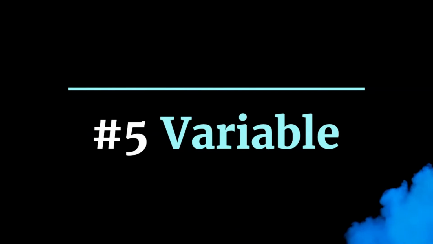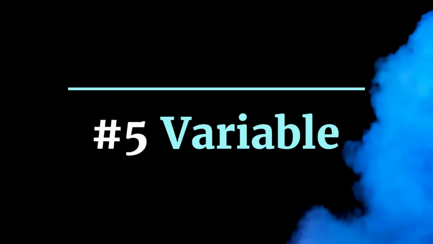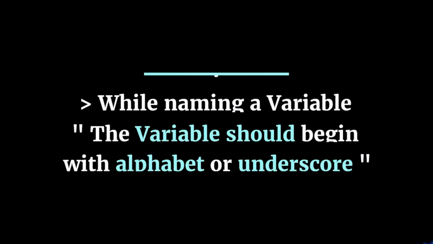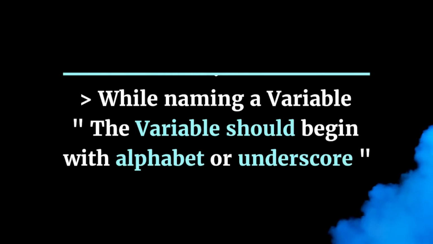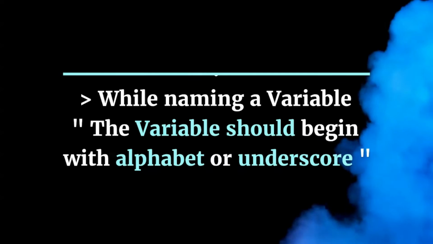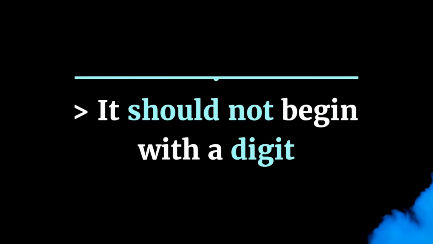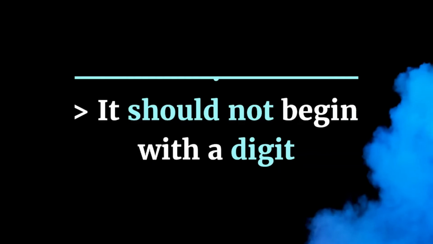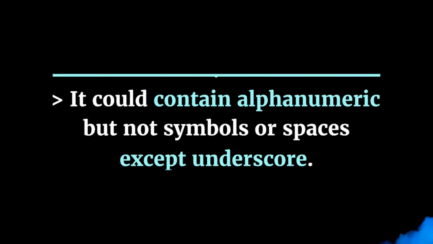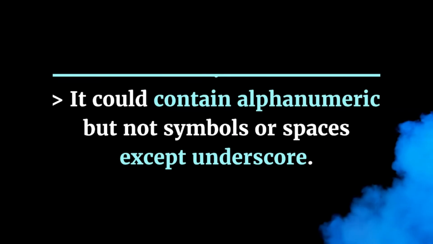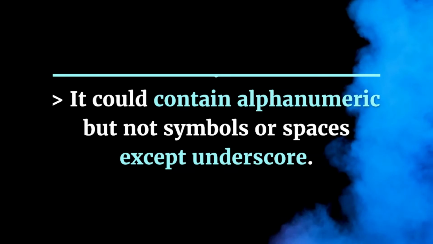Moving on to number 5, that is variable. While naming a variable, the variable should begin with an alphabet or underscore. Also, it should not begin with a digit. However, it could contain alphanumerics but not symbols or spaces except underscore.